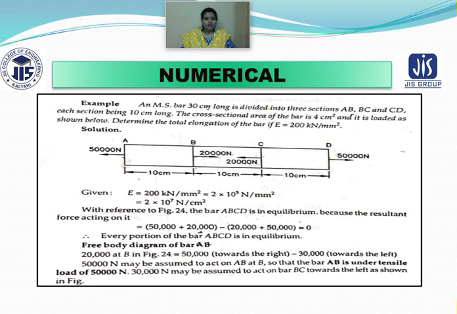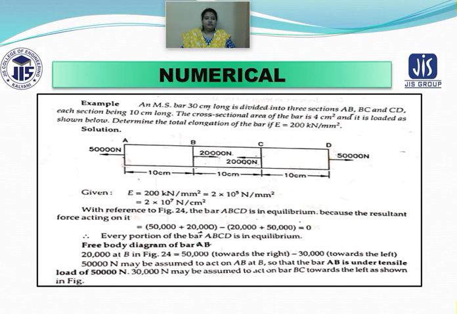So the area of the entire bar has been given to you because the diameter is same, and you can see the material is also same. That's why the modulus of elasticity or Young's modulus value has been given as 200 kilonewton per millimeter square. So you are very sure that the value for E is same for the entire portion because the material is same, the length is same, and the area of cross section is also same.